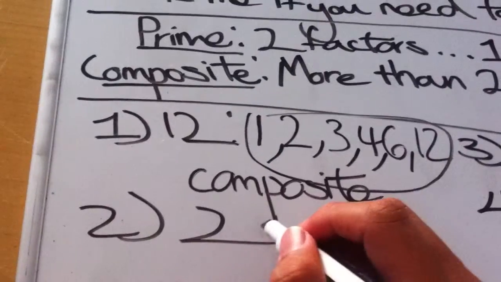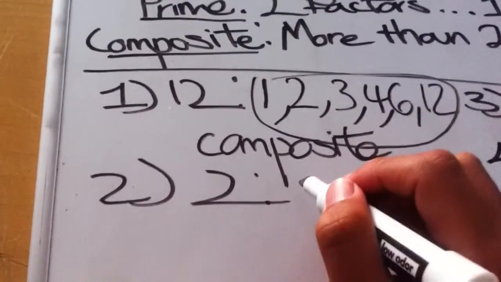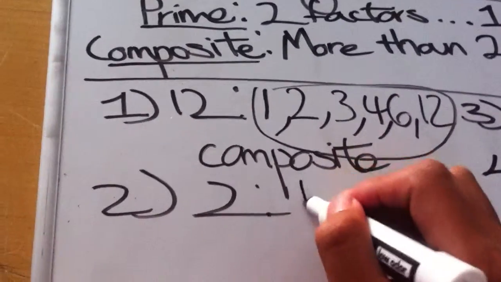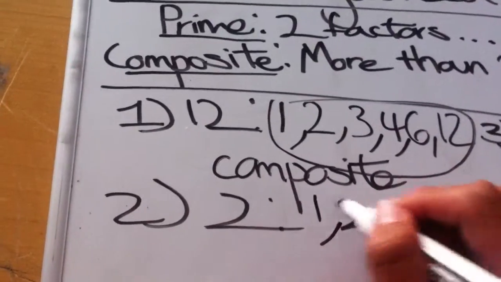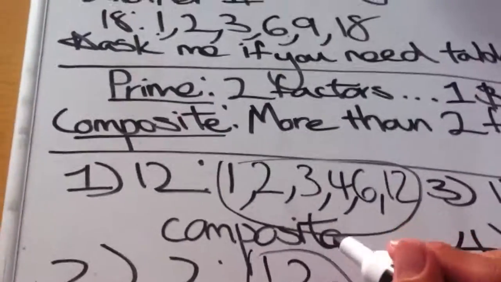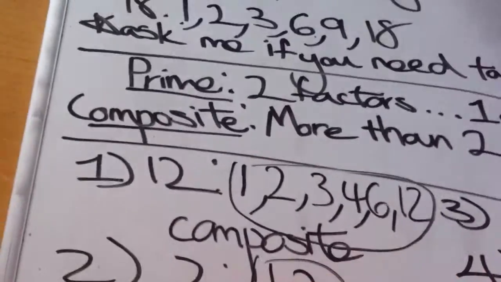And now let's look at 2. So what numbers go into 2? Well, since 2 is just such a small number, 1 goes into 2 two times and 2 goes into 2 two times. So let's look at our definitions. Is it prime or composite? Well, 2 has two factors, 1 and itself, so it's prime.